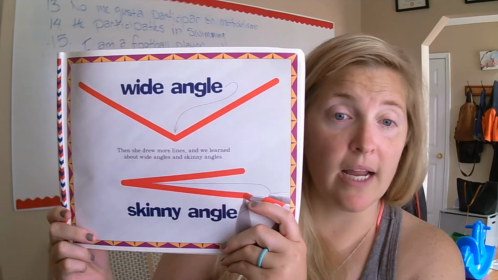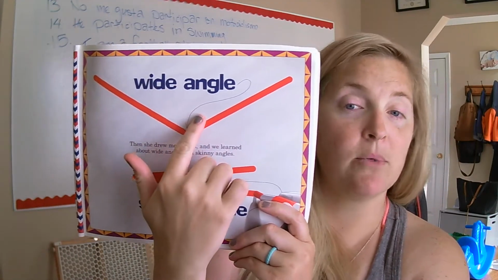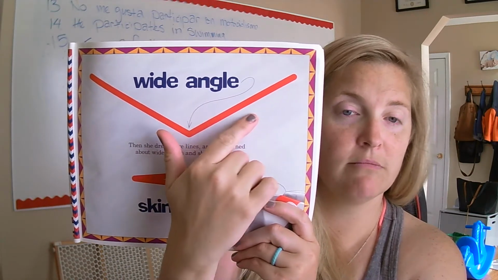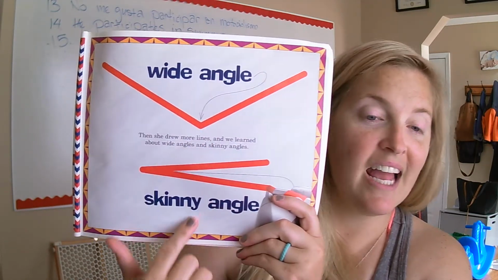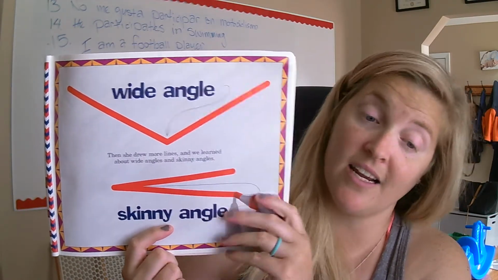Then she drew more lines, and we learned about wide angles and skinny angles. Guys, this would be an obtuse angle. It is greater than 90 degrees. And down here, your skinny angle is an acute angle because it is less than 90 degrees.